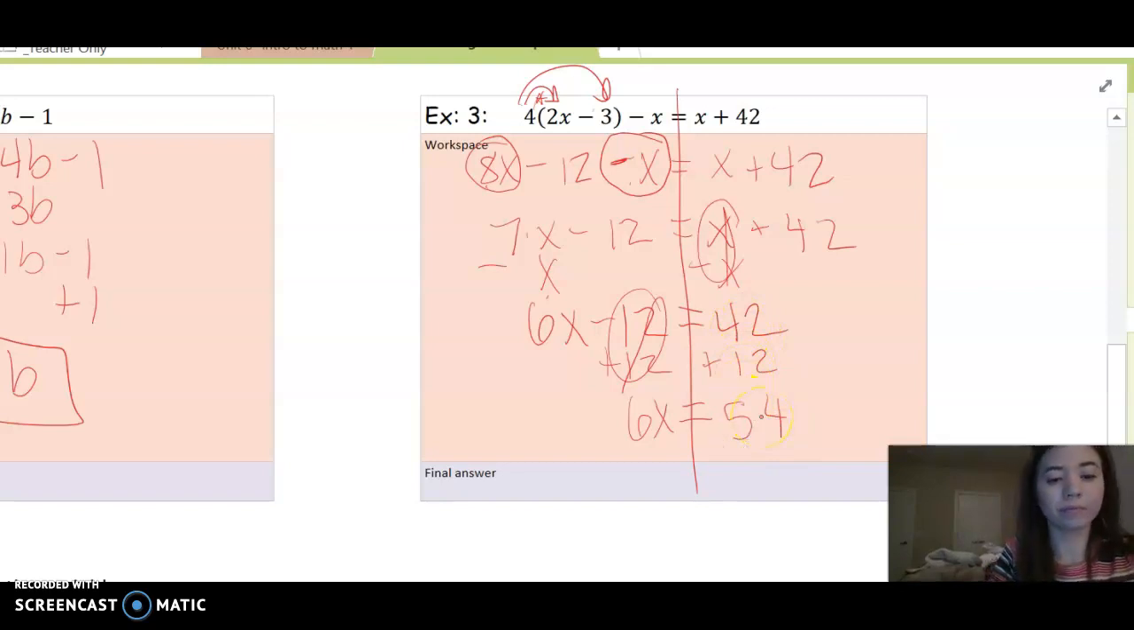I get 6x equals 42 plus 12, which is 54. And then it's 6 times x, so I'm going to divide both sides by 6. Those cancel, and I get x equals 9.